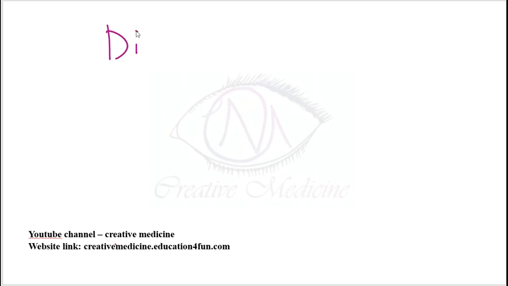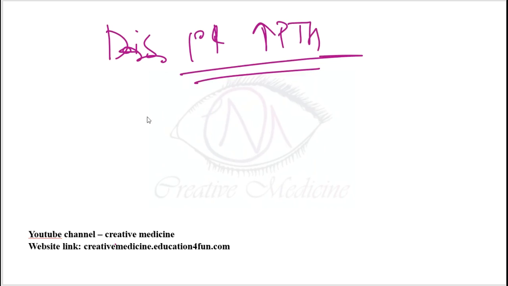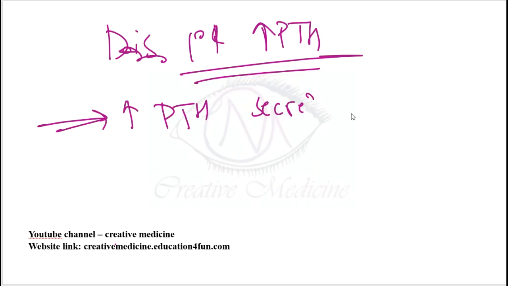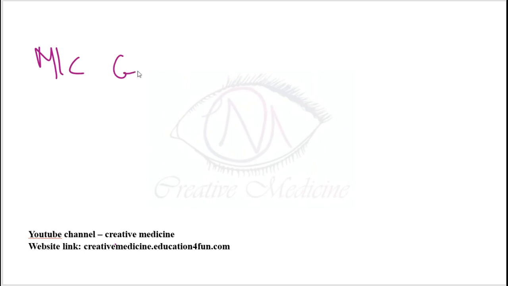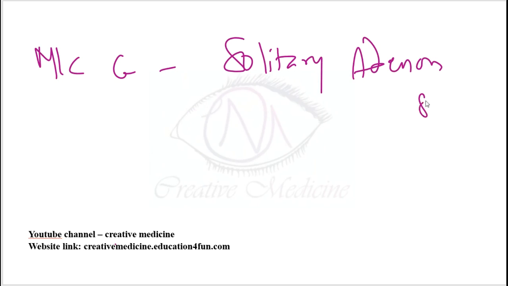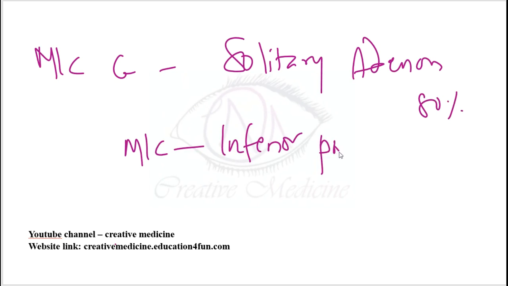The next important topic is disorders of parathyroid. The first is primary hyperparathyroidism. In primary hyperparathyroidism, there is increased parathormone secretion mainly from an abnormal parathyroid gland. It is most commonly seen in females. The most common cause is a solitary adenoma, in 80% of cases. The most common location is the inferior parathyroid gland.